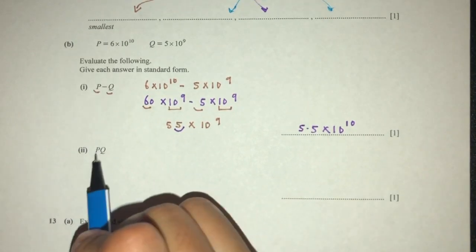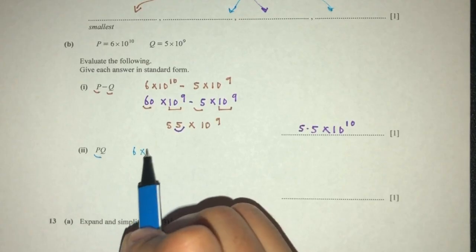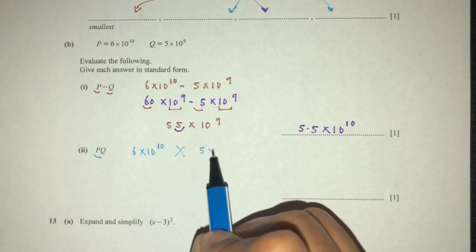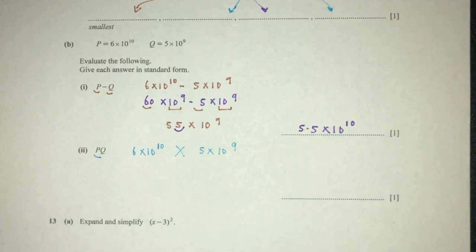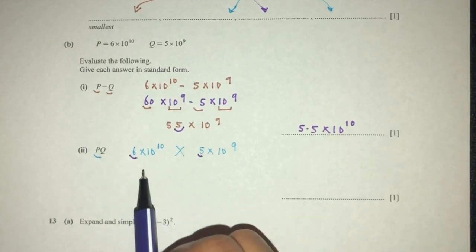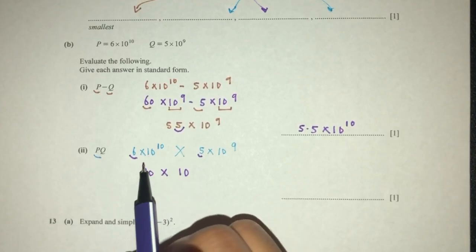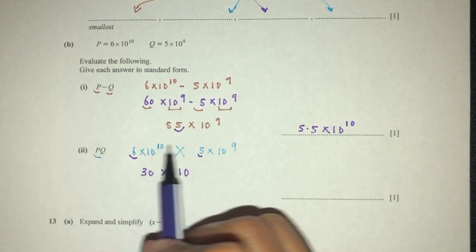Now for part 2, we have P times Q. P is 6 times 10, here you go, and times 5 times 10, this. Now for multiply, it is a bit different. We don't need to care too much about the power. We just take this times this, that will be 30. And here we have 10. Now by the laws of indices, because the base are the same, we can add the powers together.